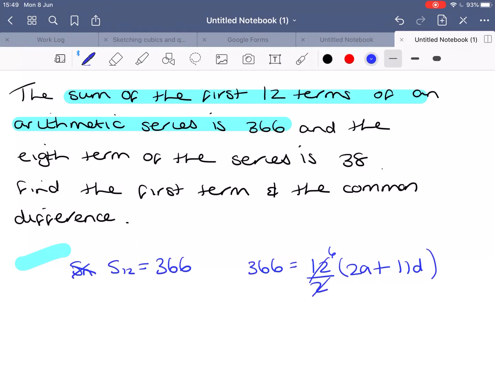So 366 divided by 6 is, let me change my calculator, I don't know why I'm doing this in my calculator, I should be able to do that. 61 is equal to 2a plus 11d.